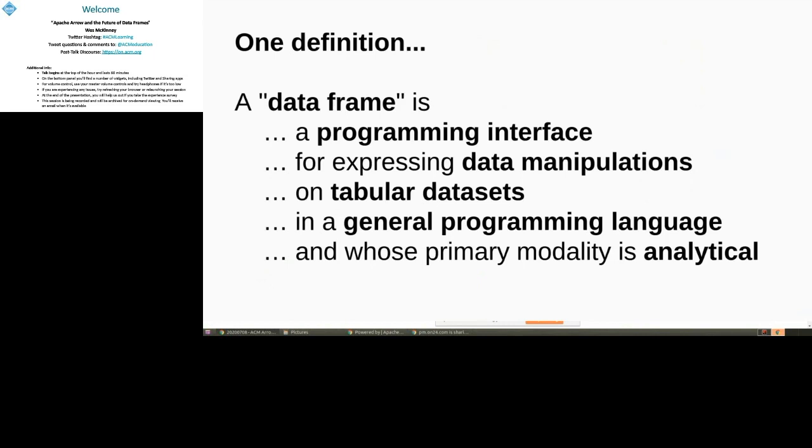Data frames are distinguished by being generally used within a general purpose programming language, like R or Python or MATLAB. You have data frames in pretty much any programming language nowadays.